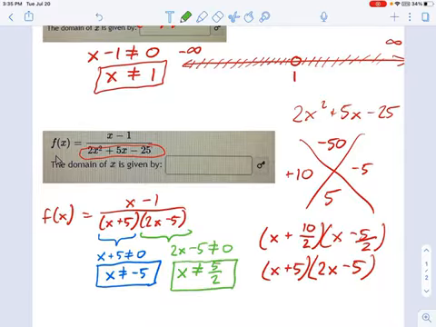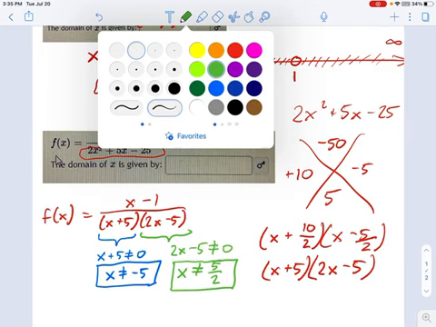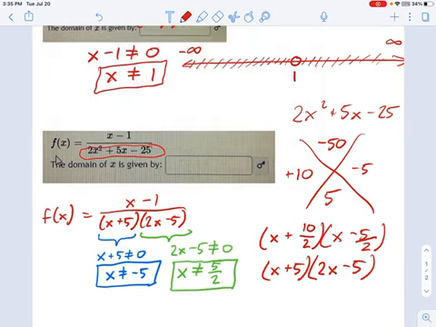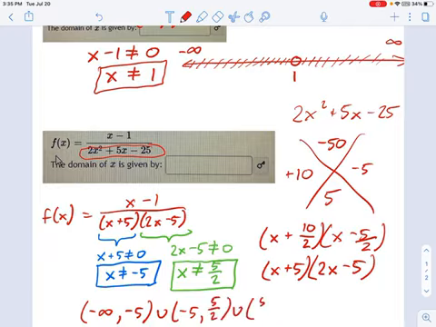So let's write that in interval notation. I'm just going to go down here because I have more space. The interval notation for this idea of domain restrictions is negative infinity. And what's your most negative domain restriction? It's negative 5. So that's where we have to stop. Then we hop over that restriction with the union symbol and pick up on the other side of negative 5. And we go all the way until 5 halves. Hop over that domain restriction, and then you're off to infinity.